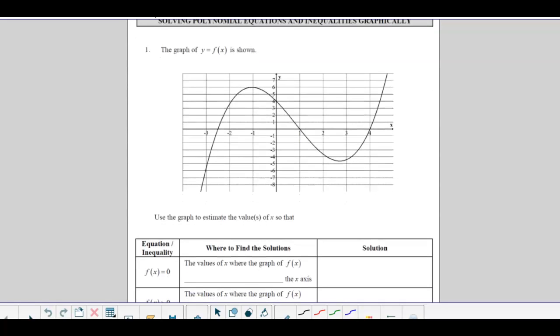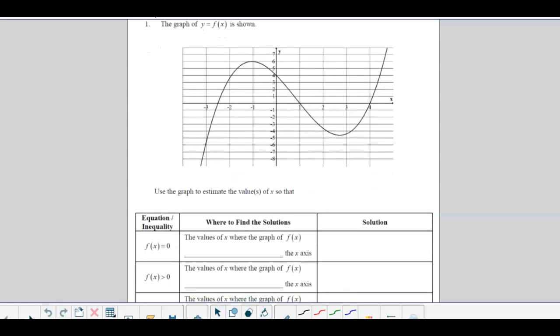So here's the graph of some function. It looks like it's a cubic, right? Three x-intercepts, just passing through each x-intercept, each zero of the function. Use the graph to estimate values, a good estimate. But sometimes it's a little bit hard to see.